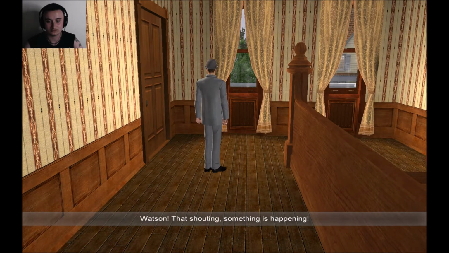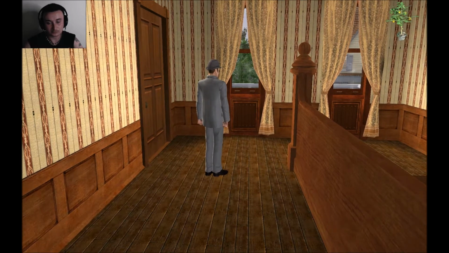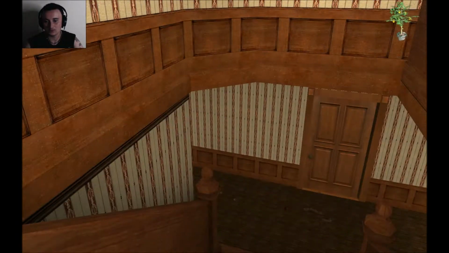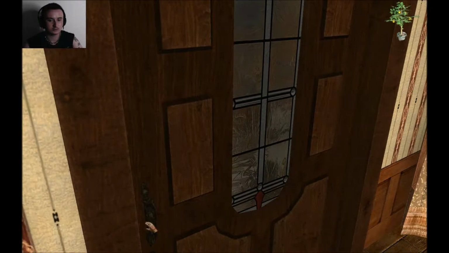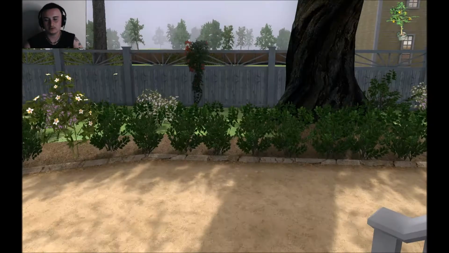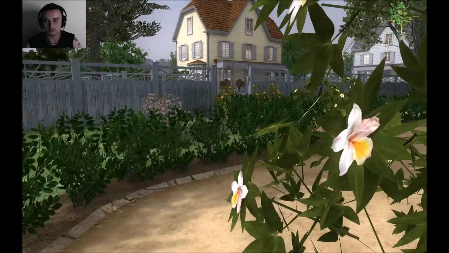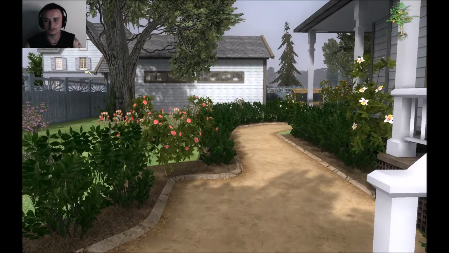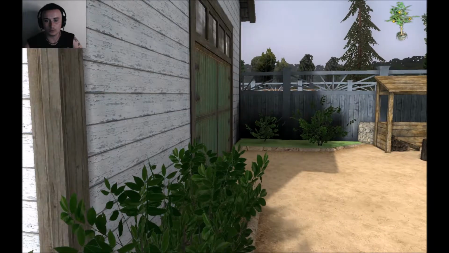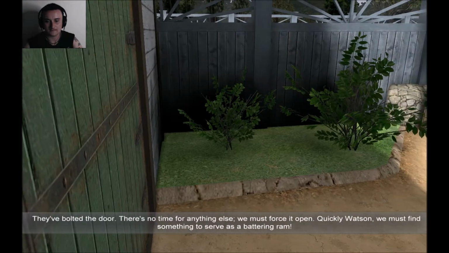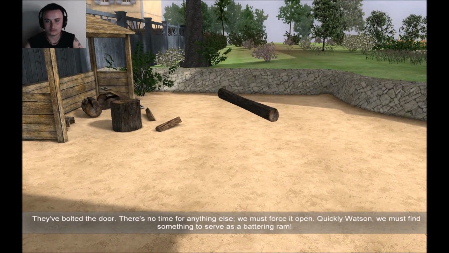Watson, that shouting. Something is happening. This must have come from the stables, Holmes. Well, let's go. Sounded like our friend. Ugh. Making myself sick. There we go. And the door will be closed. They've bolted the door. There's no time for anything else. We must force it open. Quickly, Watson. We must find something to serve as a battering ram.